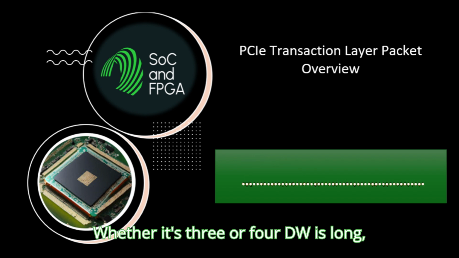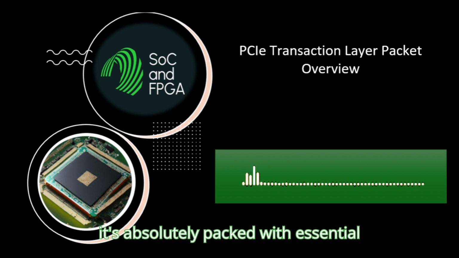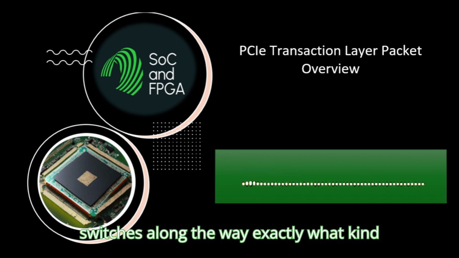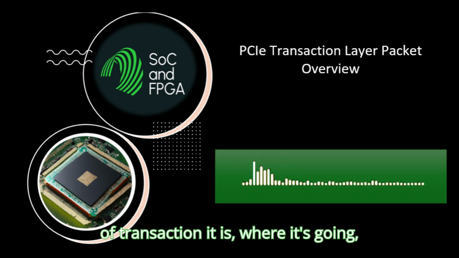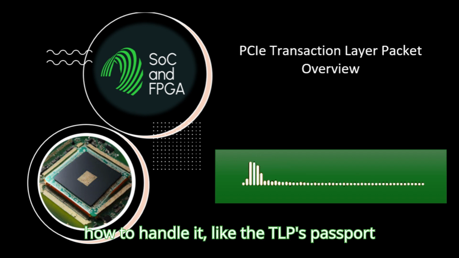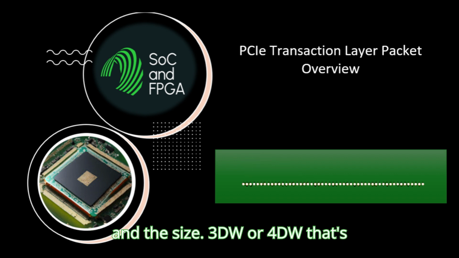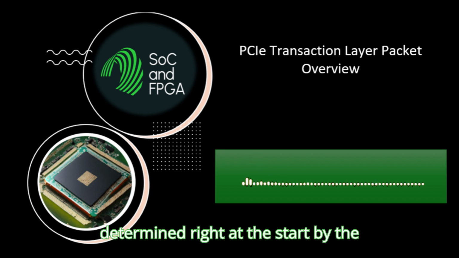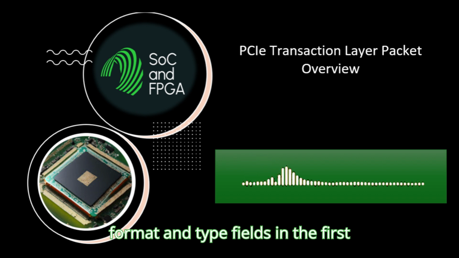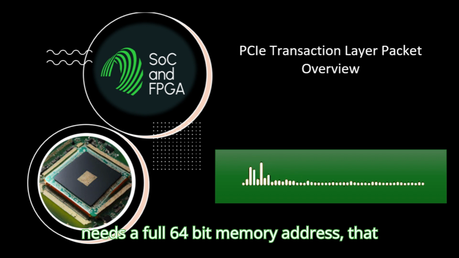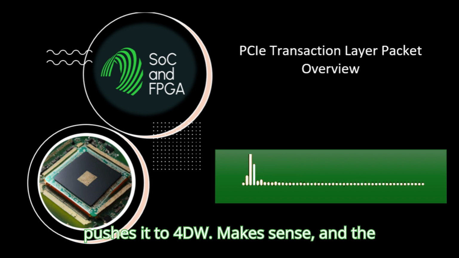That's right. Whether it's 3 or 4 DWs long, it's absolutely packed with essential info. It tells the receiver and any switches along the way exactly what kind of transaction it is, where it's going, how to handle it. Like the TLP's passport and detailed itinerary. Perfect analogy. And the size, 3DW or 4DW, is determined right at the start by the format and type fields in the first double word. Correct. And also by the needs of the transaction. Like if it needs a full 64-bit memory address, that pushes it to 4DW.